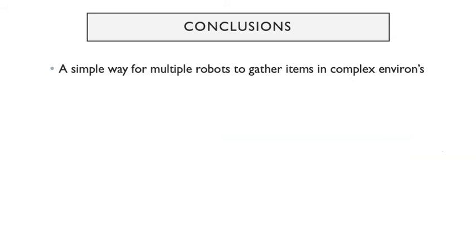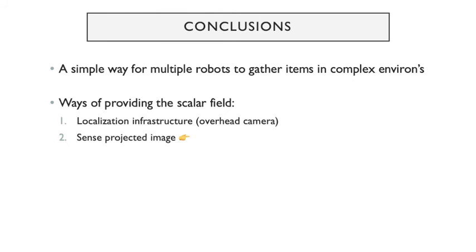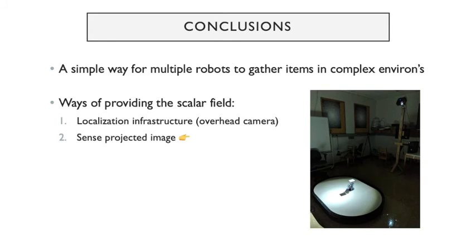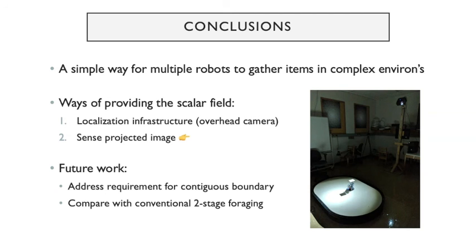To conclude, we presented a simple way for multiple robots to gather items in complex environments. We can provide the scalar field through some localization infrastructure like an overhead camera, or we can actually sense the scalar field more directly. In future work, the intention is to address the requirement for a contiguous boundary and to compare with conventional 2-stage foraging.